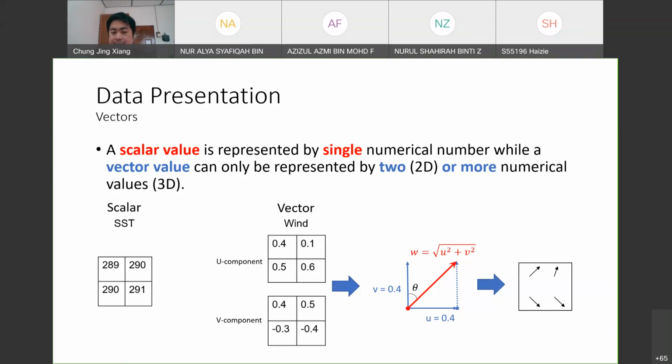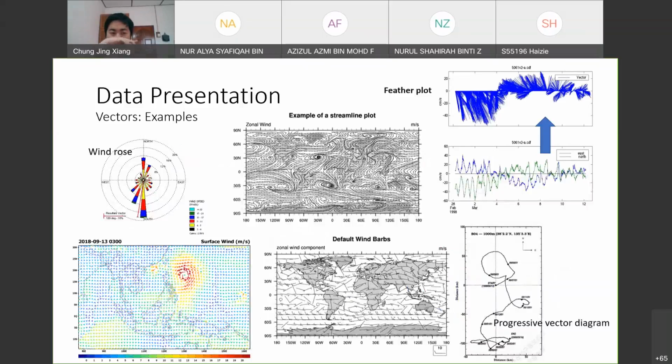Obviously, usually the computer will draw for you. But let's say if I ask you to calculate the wind speed, you know this is the formula you should use. For example, wind rose. Usually, maybe this is very familiar to you all. Basically, it shows where the winds come from and how strong the wind is coming from that direction.